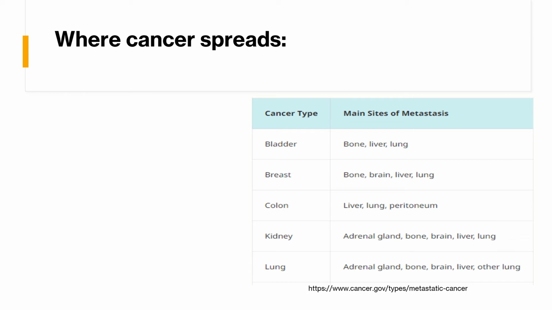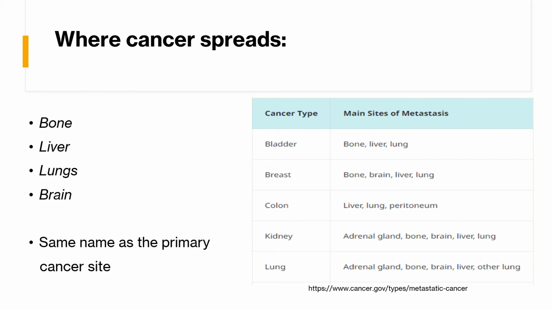Nearly all types of cancers have metastatic potential. When this happens, it's called metastatic cancer, advanced cancer, or stage 4 cancer. Although different types of cancers are more likely to spread to certain areas than others, the most common sites where cancer spreads are bone, liver, lungs, and brain. An interesting fact is that metastatic cancer has the same name as the primary cancer. For example, breast cancer that spreads to the lung is called metastatic breast cancer, not lung cancer. A few examples are shared in the table.